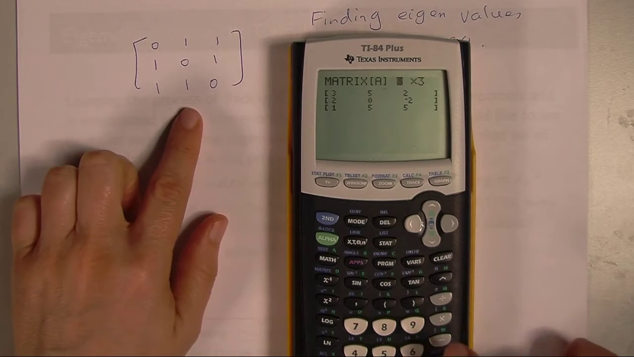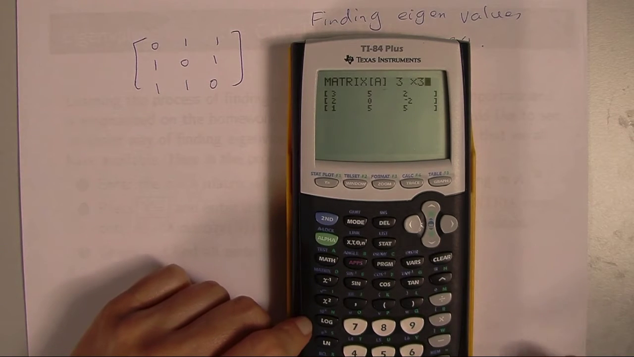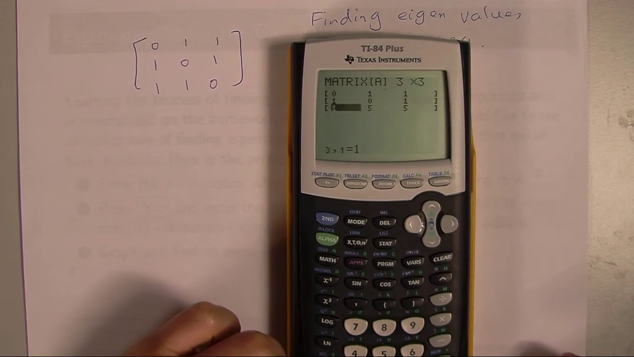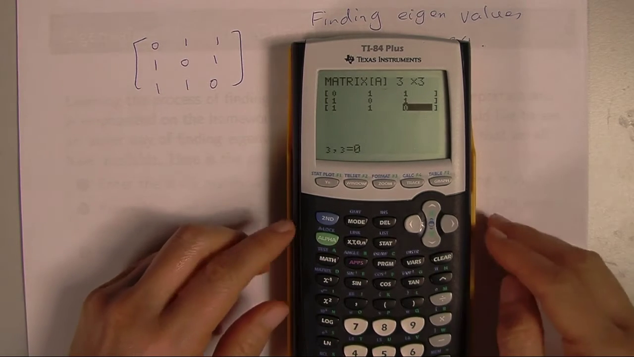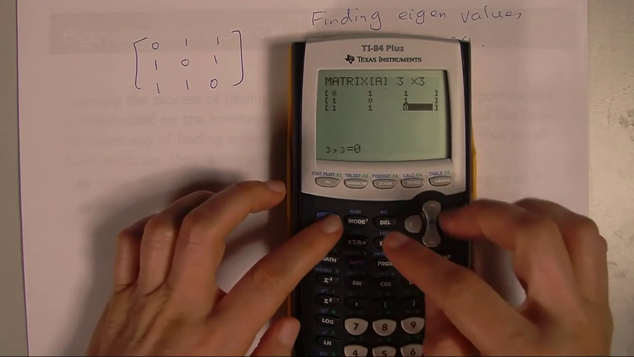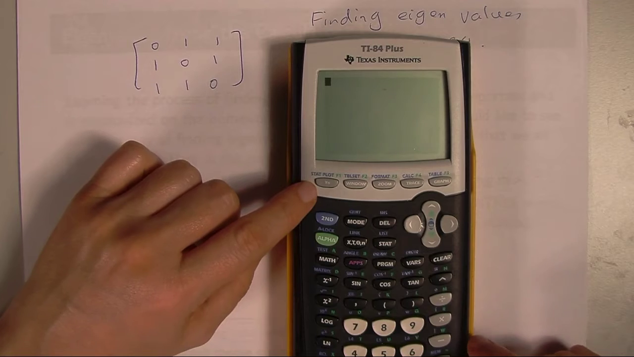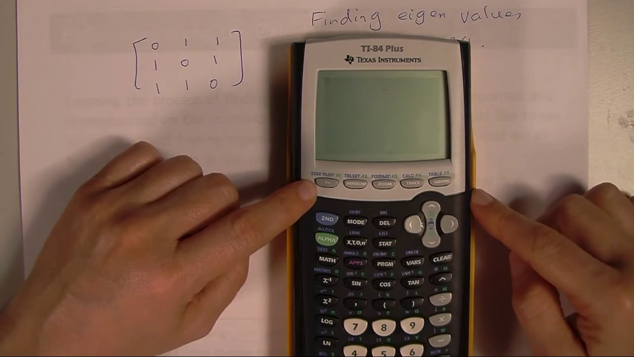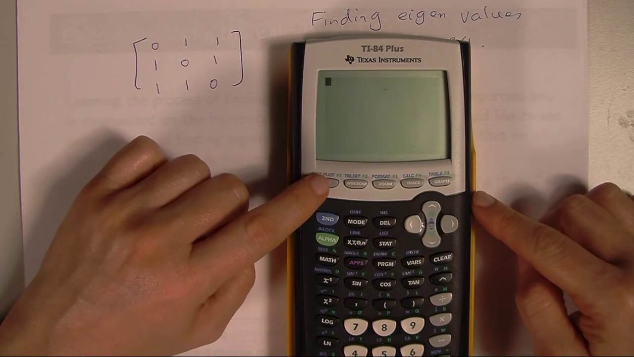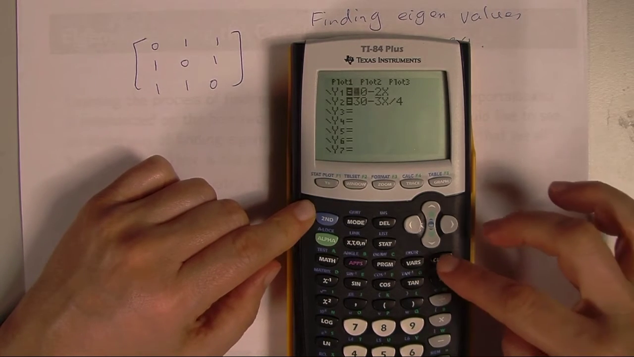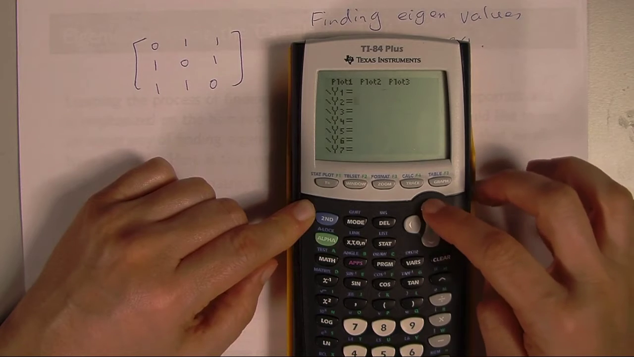Edit the matrix. It should be 3 by 3: 0, 1, 1, 1, 0, 1, 1, 1, and 0. Then quit the matrix environment. Go back to the top part where you can graph. Press y equals. Clear the functions that you have.